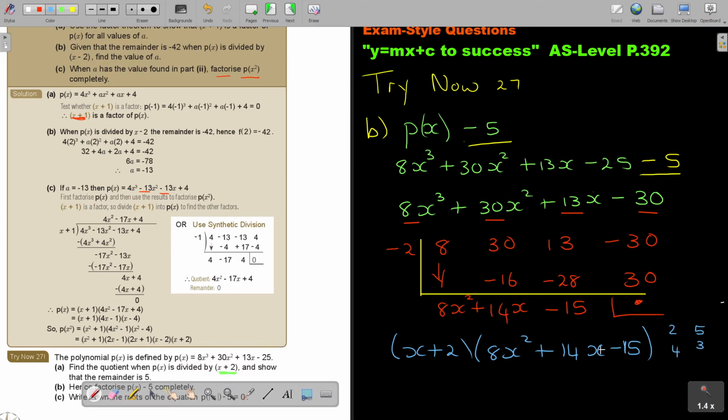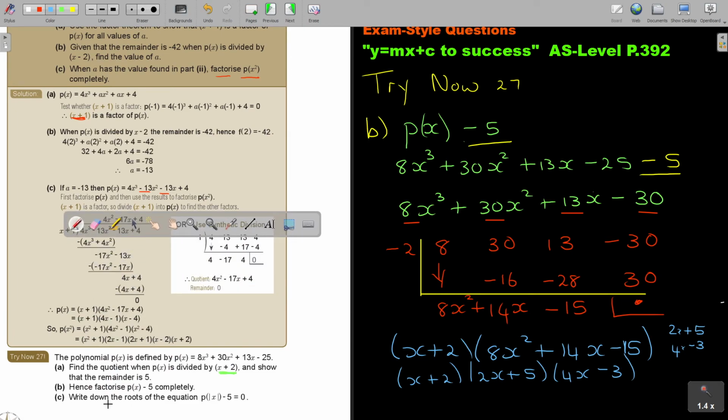Because it's in group B, signs are different, and the biggest gets plus, minus. Then it's x plus 2, 2x plus 5, and 4x minus 3. And again, it doesn't matter the order. You can swap that as long as the inside of the brackets are the same. And then let's see what they do then.